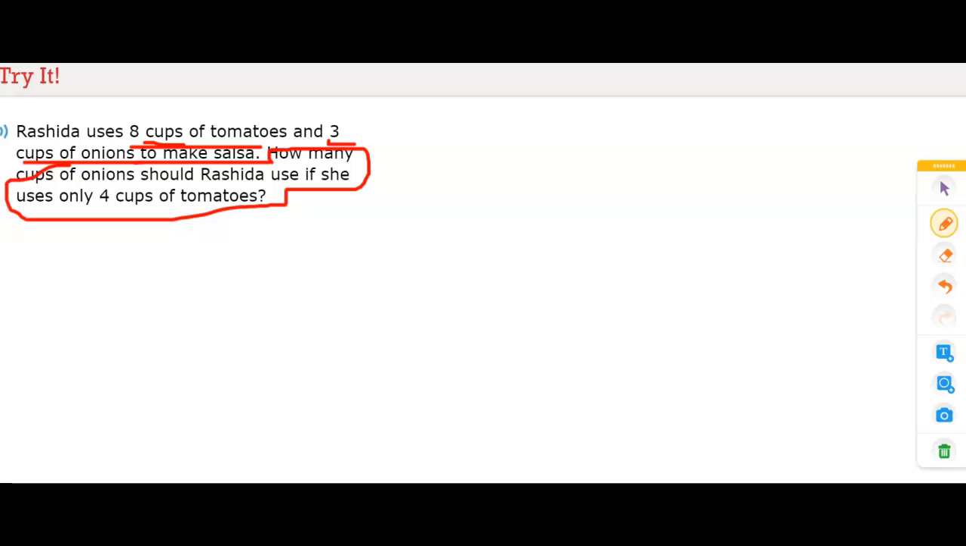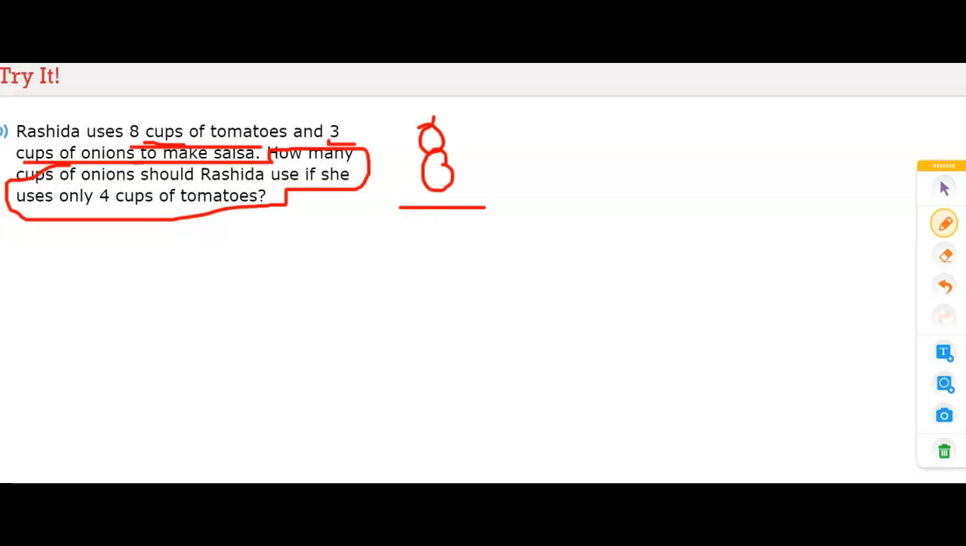So again, when you write your ratio, whatever number is mentioned first in the sentence is the number that goes first. So the first number mentioned here is 8 cups of tomatoes. So I'm going to write it as a fraction because remember, ratios can be written in 3 ways.